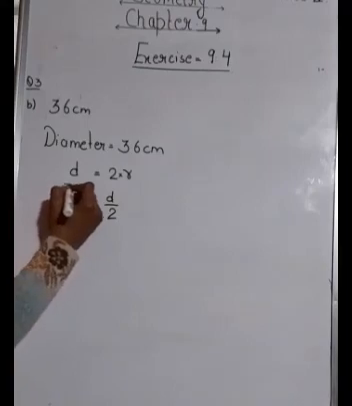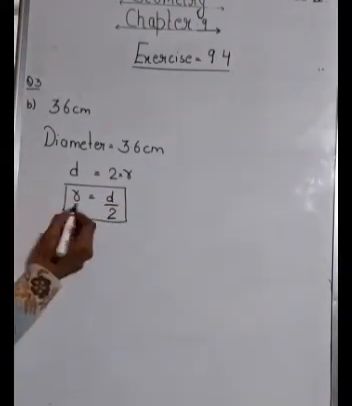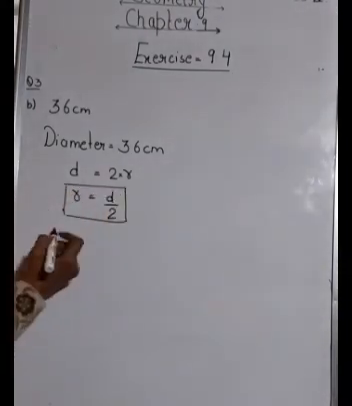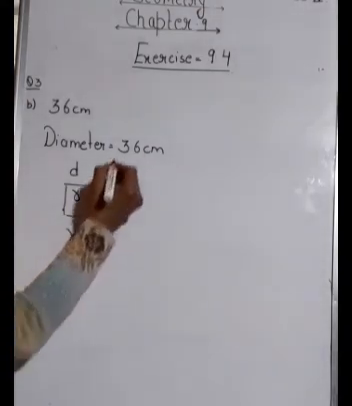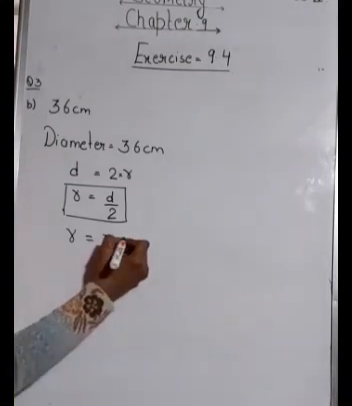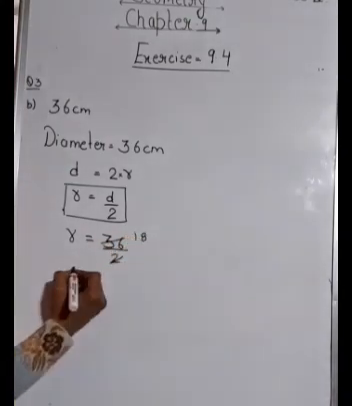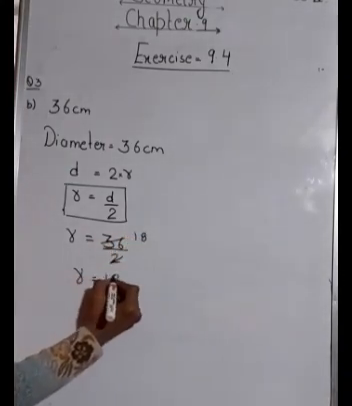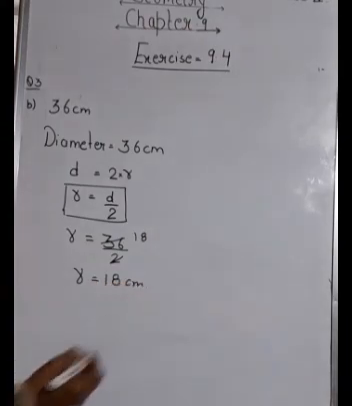You can learn this formula like this also, that r is equal to d by 2. So r is equal to, what is the value of diameter? 36 by 2. When you cut it, it will come 18. So radius is equal to 18 centimeter.